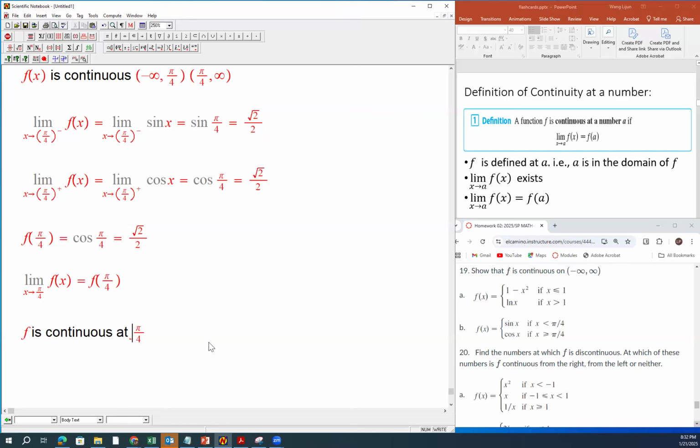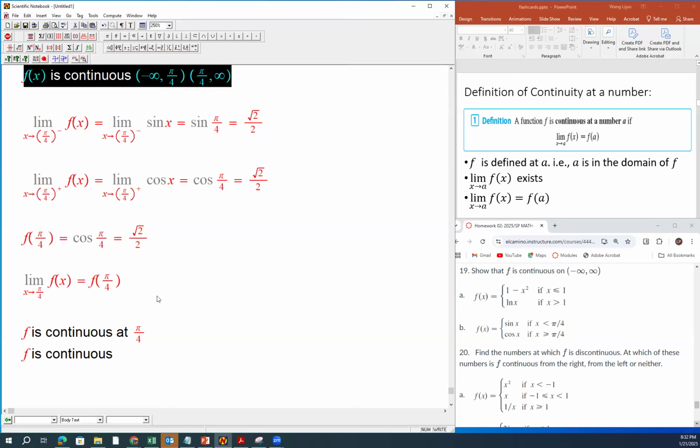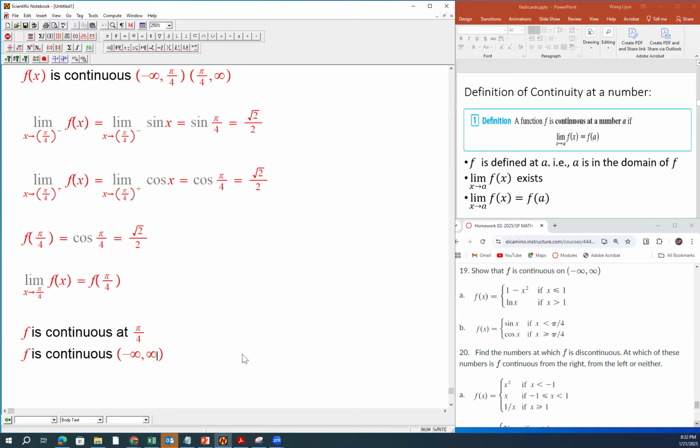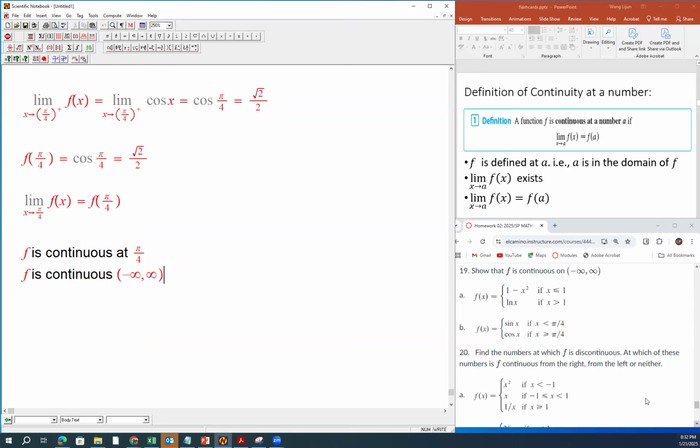So, okay, and thus f is continuous everywhere, right? Because I already stated that from the beginning. Okay, from negative infinity to positive infinity. All right.